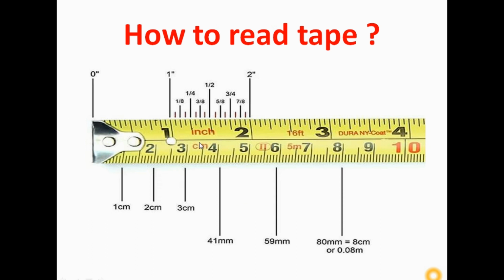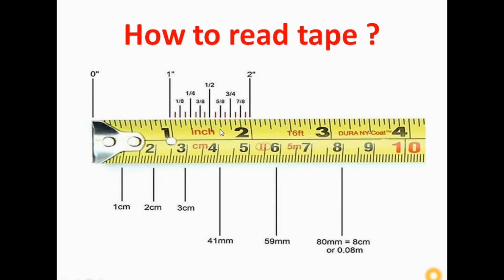So there are two types of scales present on this measuring tape. This is an inch scale and this is a metric scale. Okay, so by using the inch scale you can measure distance in inch and feet. By using the metric scale you can measure the distance in millimeter, centimeter and meter. Okay, so this is the inch scale. Now we'll see how to read the inch scale.